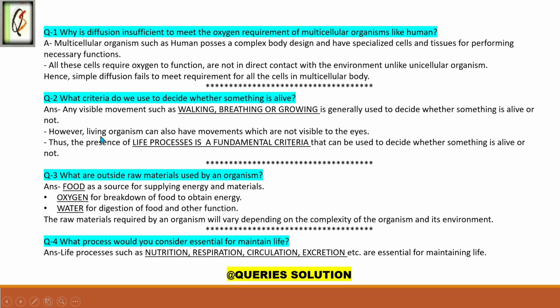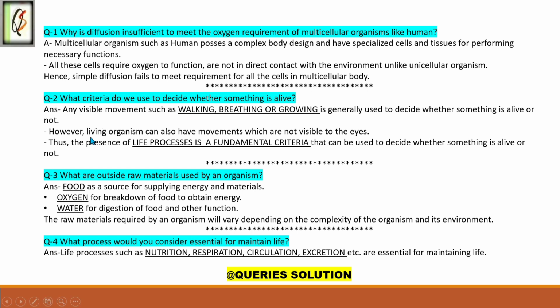Talking about the second question, what criteria do we use to decide whether something is alive? How can you say that something is alive in front of you or dead in front of you? So what is the answer now? So any visible movement such as walking, breathing or growing is generally used to decide whether something is alive or not, right? How do we say something is alive? We generally say if something is moving, something is breathing or something is growing, we say that these are alive. But that's not the way how we should actually be looking at things.